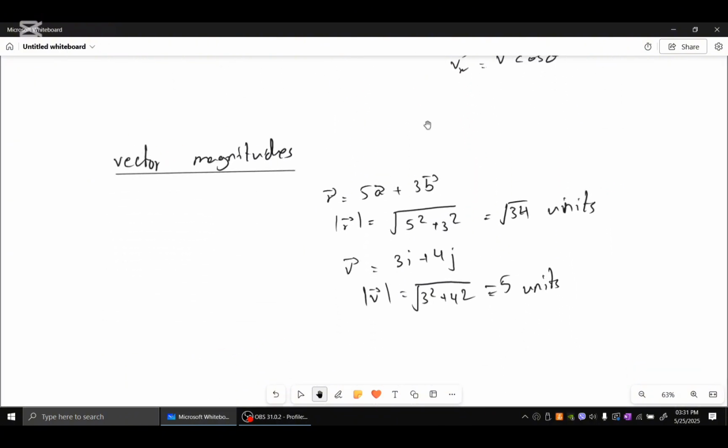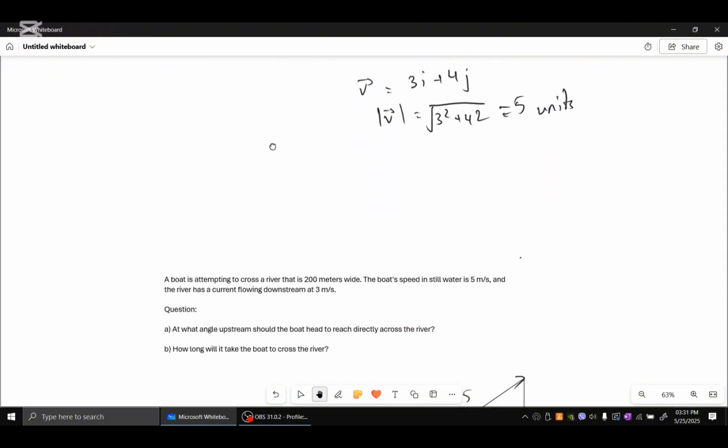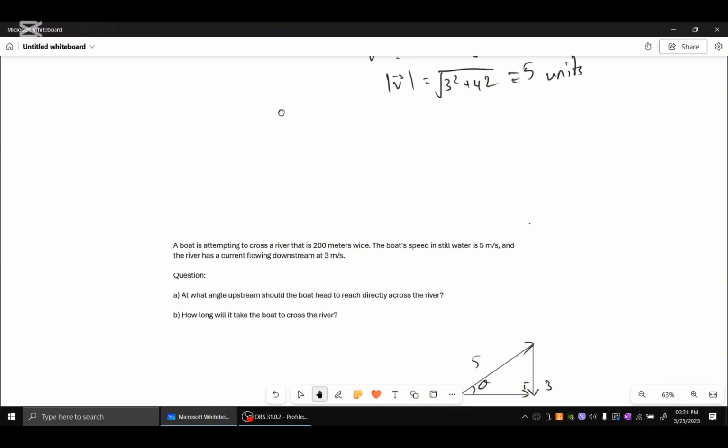And vector magnitudes is the last part. This is also very easy. You just use the Pythagorean theorem, and it's very convenient to find the magnitude of the vectors. Let's get into the questions.